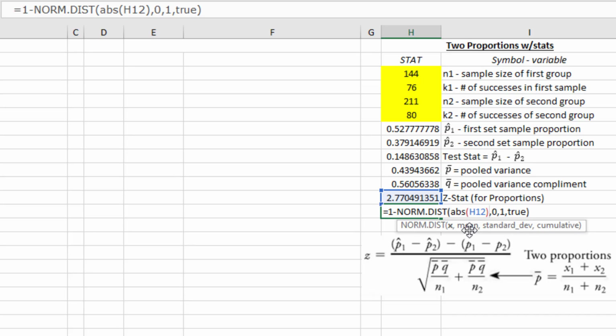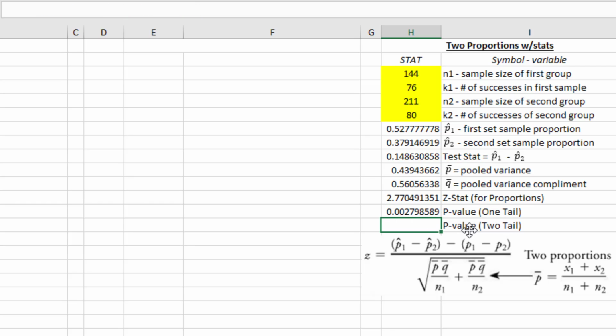H12. And what that does is if we had a negative z, it would then turn it into a positive z, because remember our NORM.DIST function always takes the area below it, but we need the area above it, which is why we do the 1 minus. So watch the previous video on a 1 proportion in Excel for a more lengthy explanation of that. But in any case, this allows us to calculate our correct p-value, whether it's a negative or a positive.